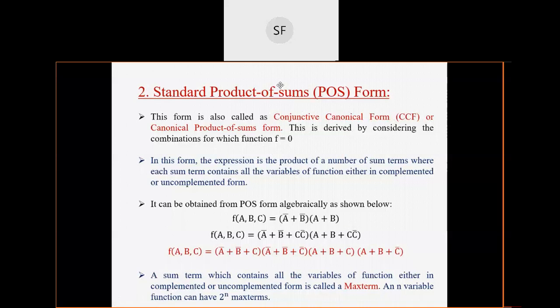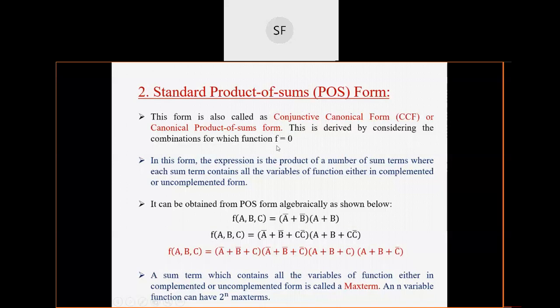So initially, in standard sum of product form, for this function we find out when the function equals 1, and what is the difference between when the function equals 1 and when it equals 0. We will get to know that while mapping the K-map, while studying the K-map.